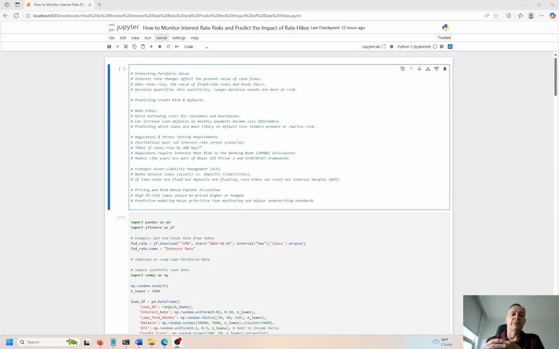So, in the topic today, I want to look at how to monitor interest rate risks and try to help you to predict the impact of interest rate hikes and what kind of effect that will have on your portfolio, your investments, even your life, right?